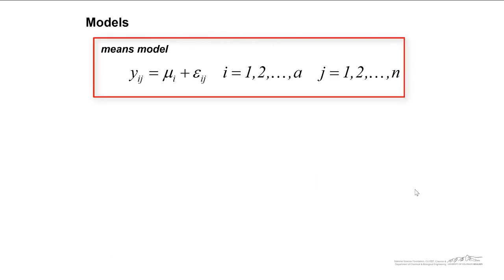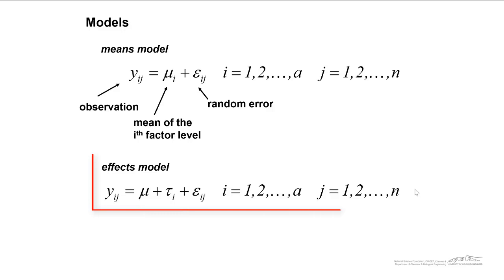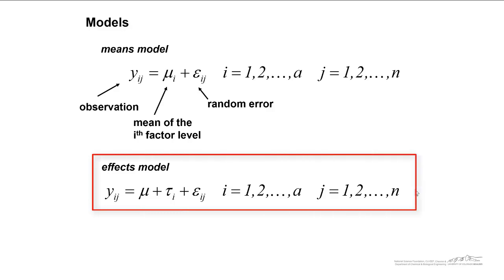There are two types of models, and they're equivalent. The first one is what we refer to as a means model. Each observation that we see of our 20 observations in our example can be given by a treatment mean, that's what mu i is, plus some sort of random error. So y_ij is our observation, mu i is the mean of the ith factor level, and again we have random error. There's also an effects model which mathematically is identical, it just looks a little different. Each of our observations can be given by an overall mean, so that's the grand average of all of our data, plus some sort of treatment effect, so this would be the ith treatment effect, and we denote that by tau, and again we have our random error.